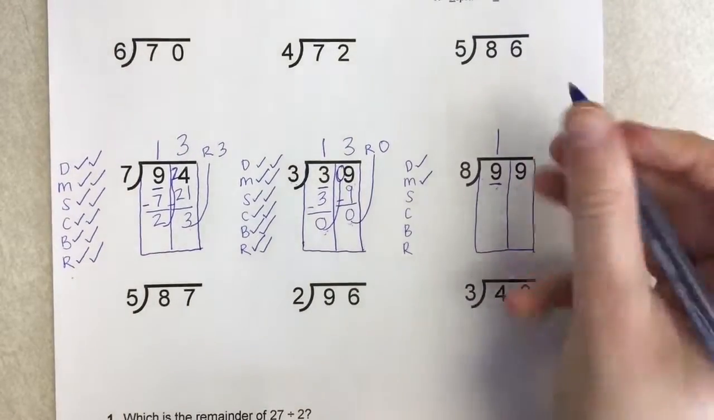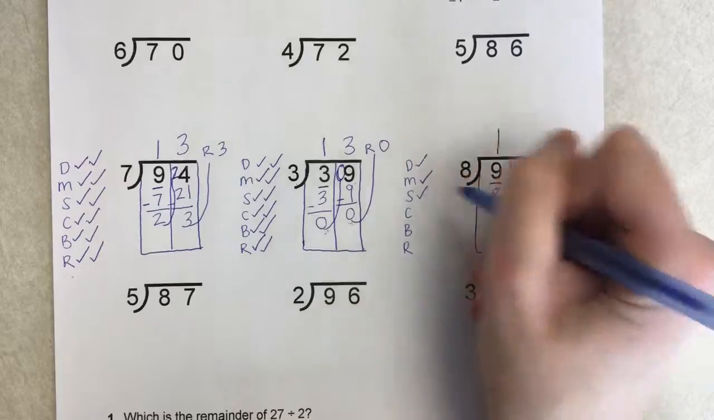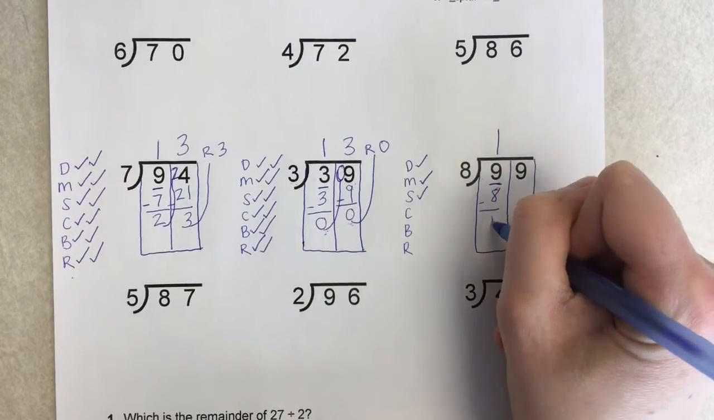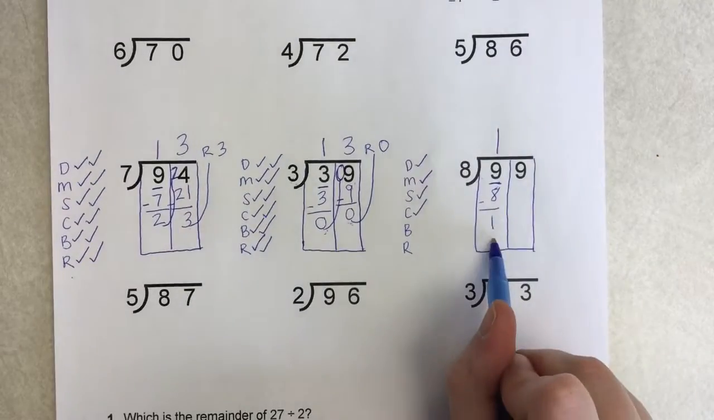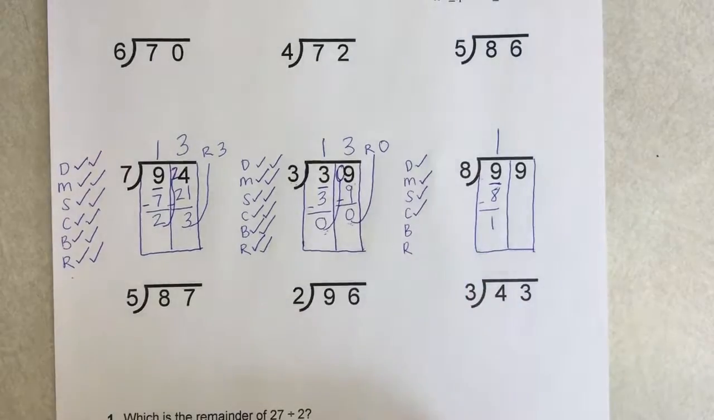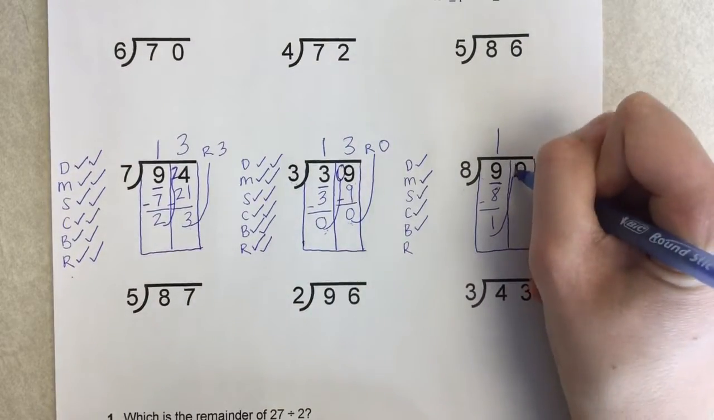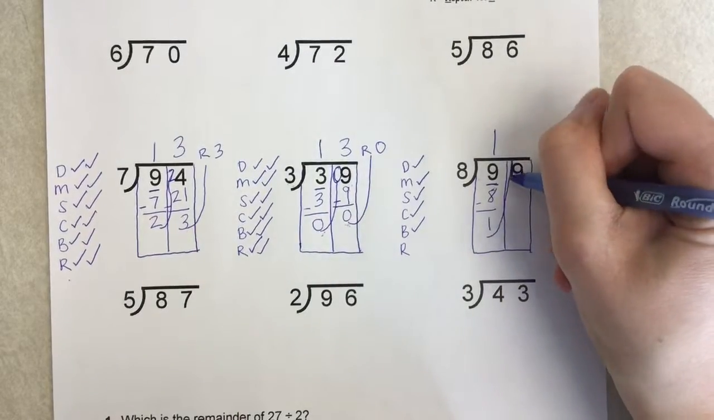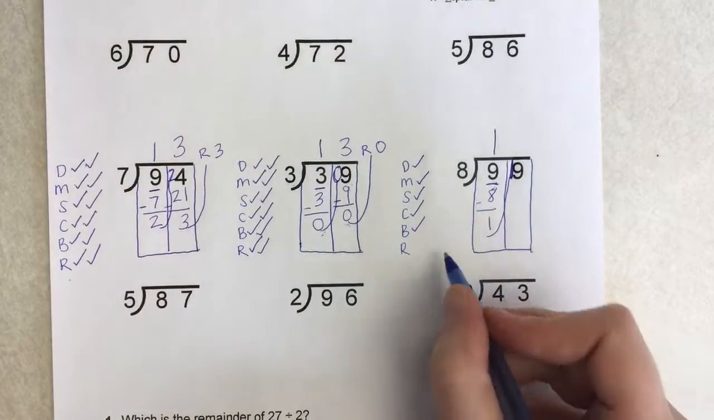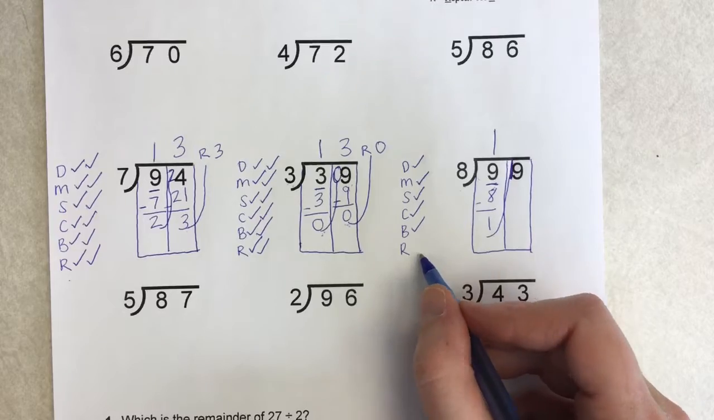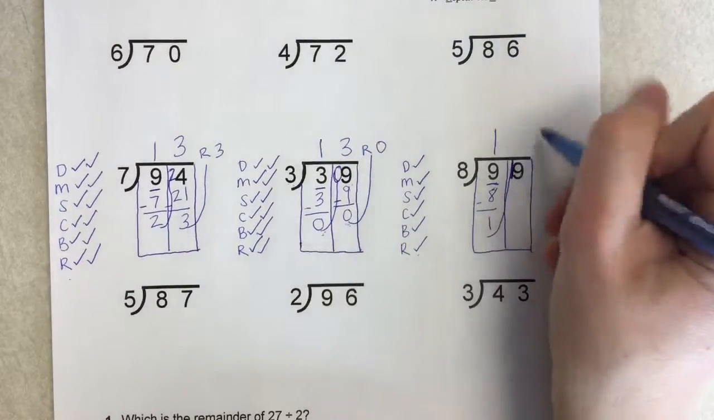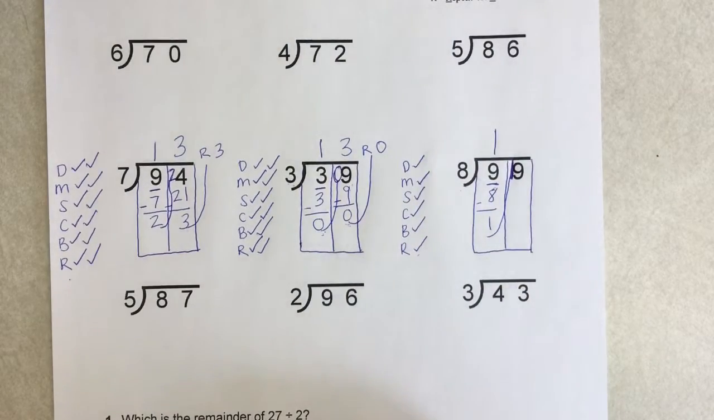Then I multiply. 8 times 1 equals 8. Subtract. 9 minus 8 equals 1. Then I check. I have 1 left over and 8 kids, so they're happy. Then I bring over to the next spot my 1. That is a 19. Then either repeat or remainder. So I still have a spot here in my quotient, so I'm going to repeat.